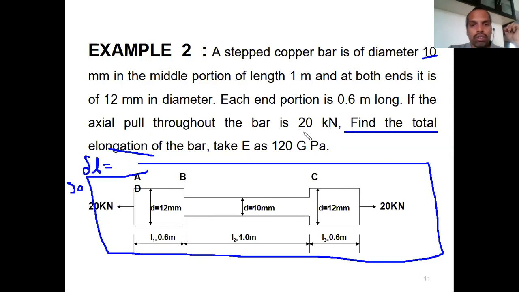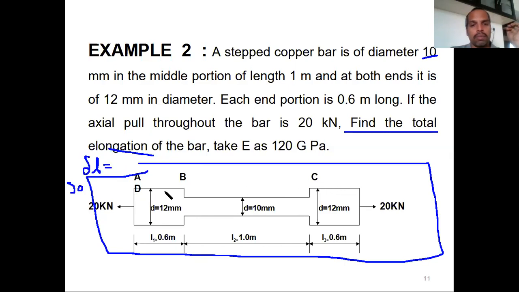So it is subjected to a uniform load, the same load throughout all the members, and what we need to calculate is delta L. Delta L is nothing but the change in length. How to calculate the change in length, we have just discussed. Delta L is the total elongation, which is equal to delta L1 plus delta L2 plus delta L3, meaning the change in length in AB, in BC, and in CD.